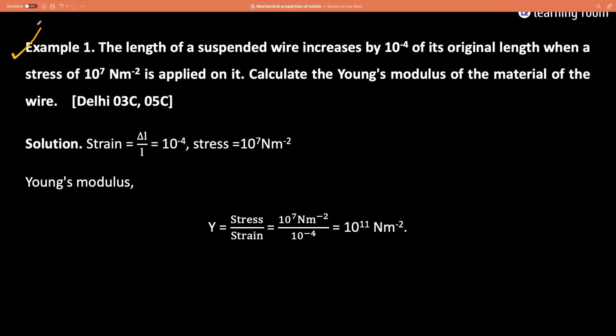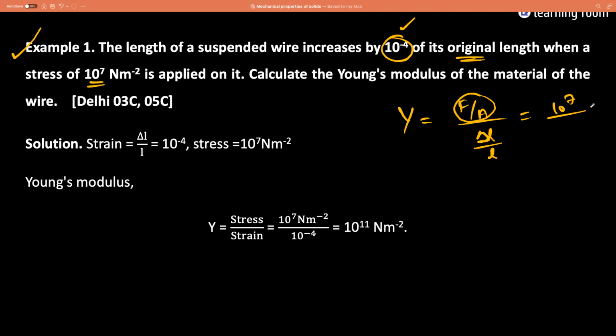The length of a suspended wire increases by 10 power minus 4 to its original length. So there is a wire suspended. Its length increases by 10 power minus 4 to its original length when the stress of 10 power 7 Newton per meter square is applied on it. Calculate the Young's modulus of this material. So Y is equal to how much? F by A divided by delta L by L. F by A is already given, 10 power 7, divided by delta L by L.